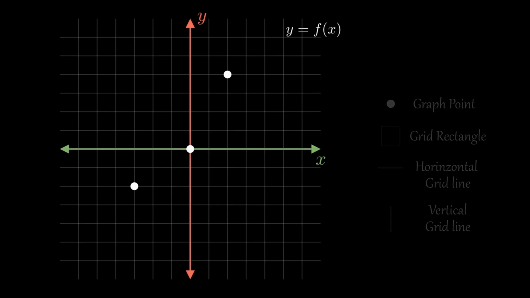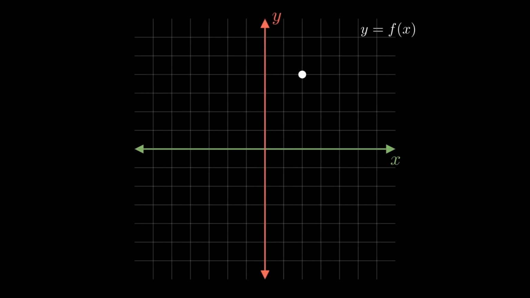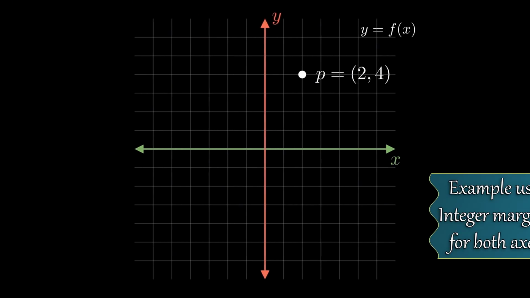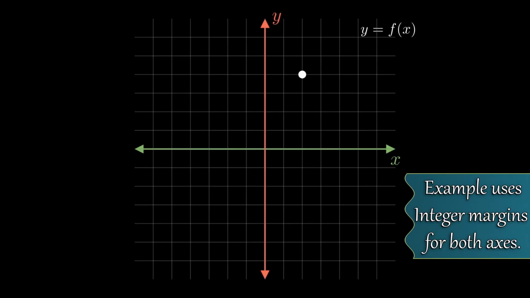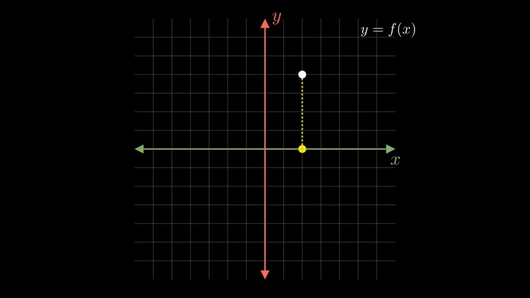For example, consider the point P equals (2, 4). This point's domain and range can be easily found by checking where the grid lines intersecting P intersect the x and y axis, respectively.